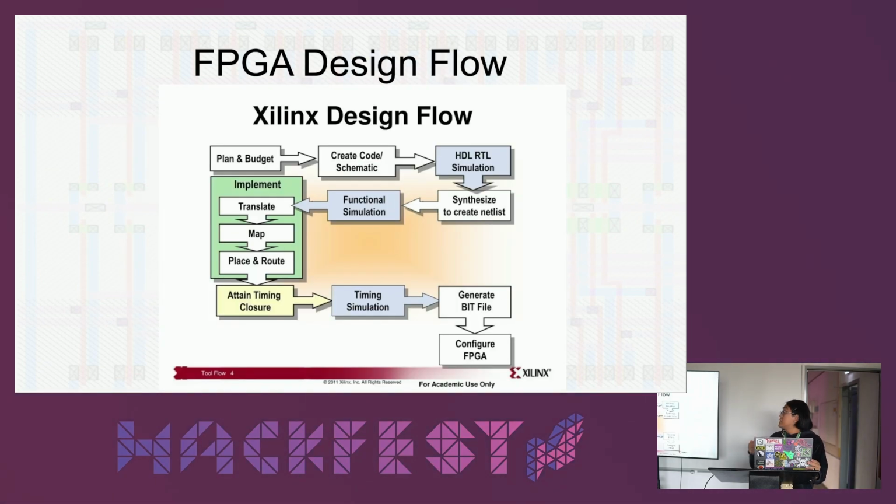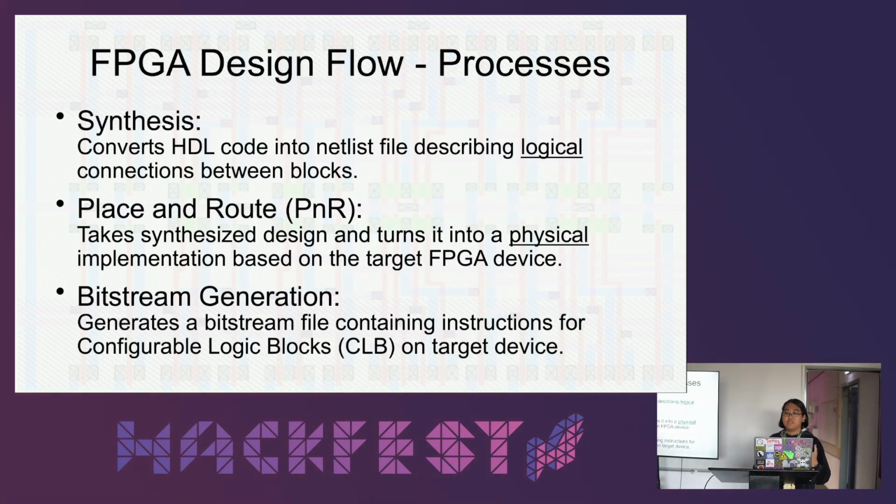So in order to talk about FPGAs, we need to talk about the design flow of FPGAs. You start out by coming up with your description, like what do you want to build. Then you write your HDL, you synthesize the design, and then after the synthesis, you do place and route. The synthesis describes the logical connections between the blocks, right? The place and route takes that design and converts it to a physical implementation based on which FPGA you use. And finally, you get to bitstream generation, where you generate the bitstream file for the specific CLBs on the device.